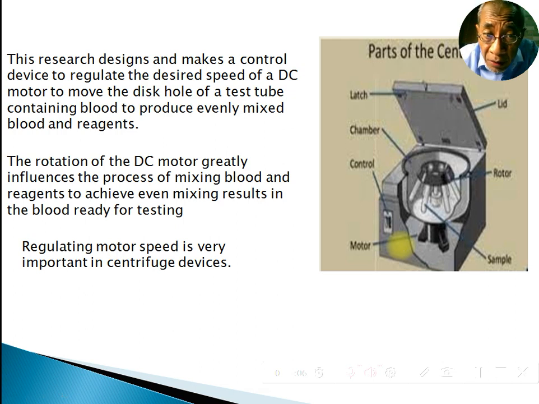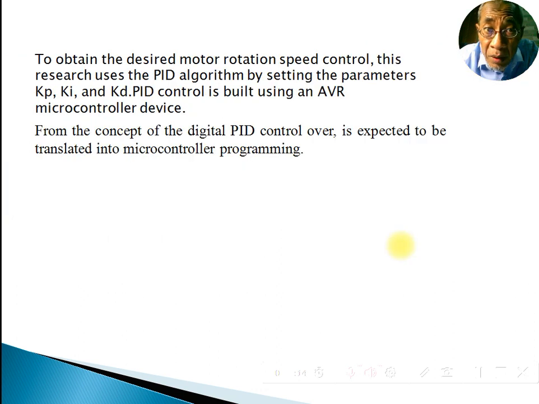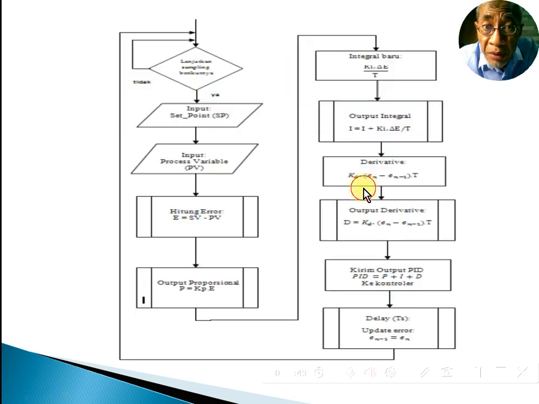Regulating motor speed is very important in centrifuge devices. To obtain the desired motor rotation speed control, this research uses the PID algorithm by setting the parameters Kp, Ki, and Kd. PID control is built using an AVR microcontroller device. The concept of digital PID control software is expected to be translated into microcontroller programming.